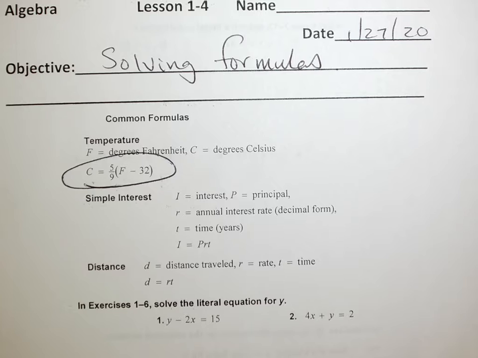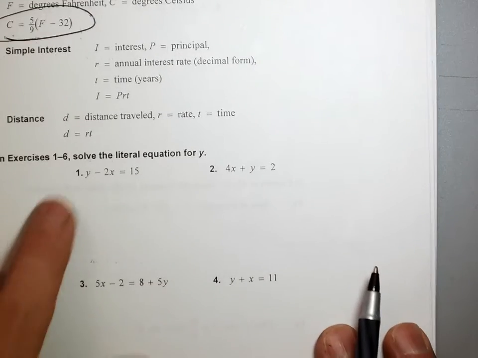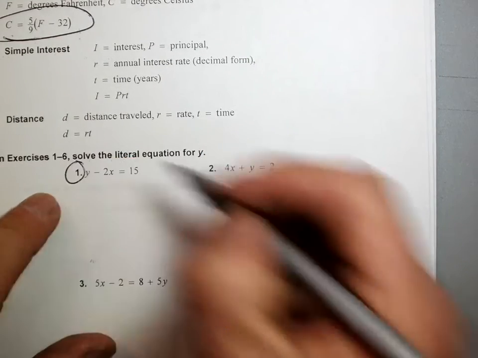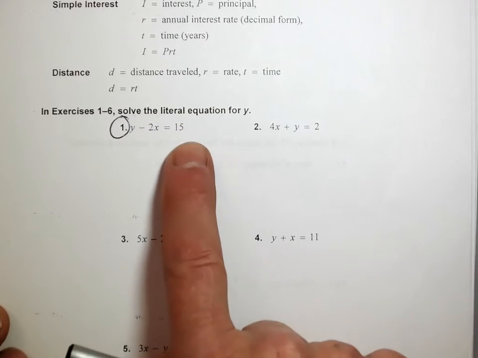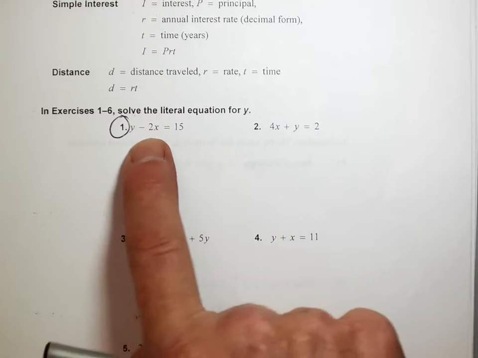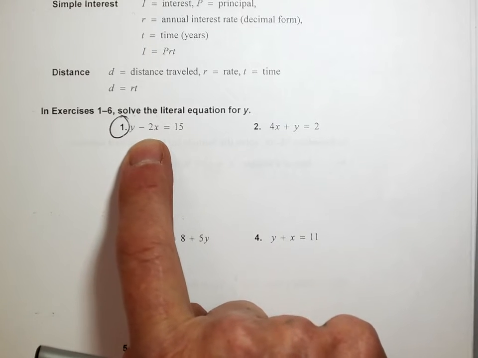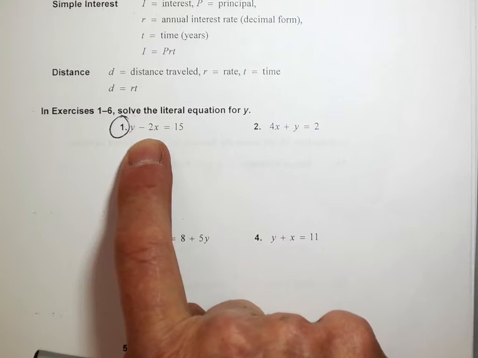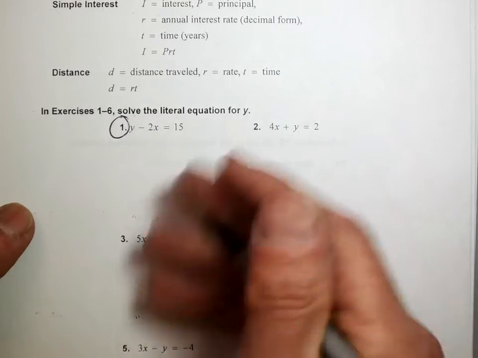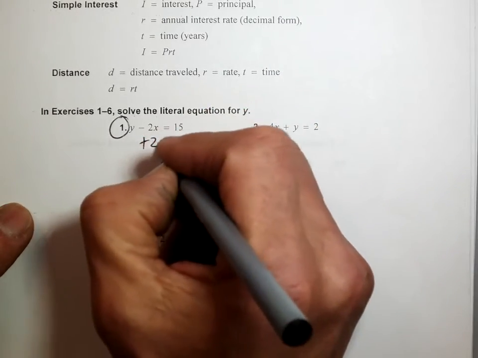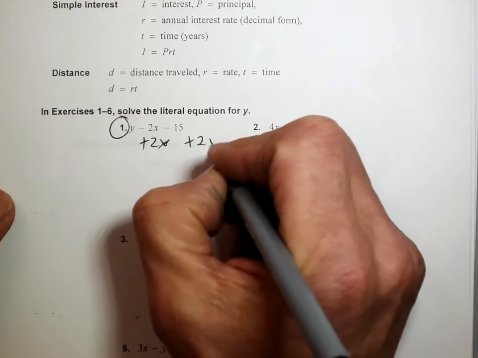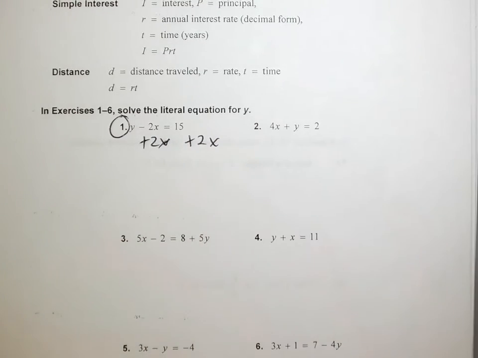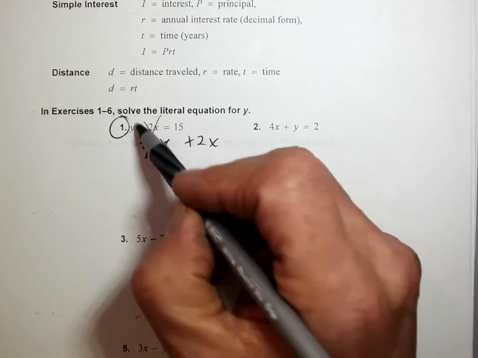Okay, so let's take a look at example 1. Example 1 says we want to solve for y. So if I'm going to solve for y, I'm just going to have to get rid of the 2x. Again, I'm going to do the opposite. So I'm going to go plus 2x, because that's the opposite. And over here I'm going to go plus 2x. Now that seems pretty easy, right? Plus 2x, because that's going to cancel the 2x out.